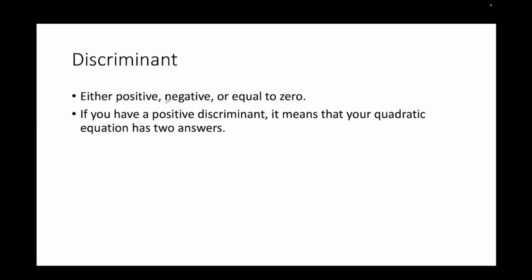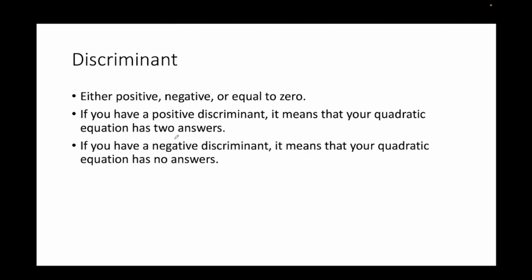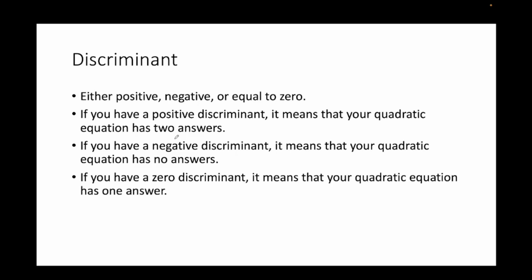Whenever you have a positive discriminant, it means your quadratic equation has two answers. This is just something you need to memorize. For now, just memorize this. Positive means there's two solutions. Negative means there's no answers. And then 0 means one answer.